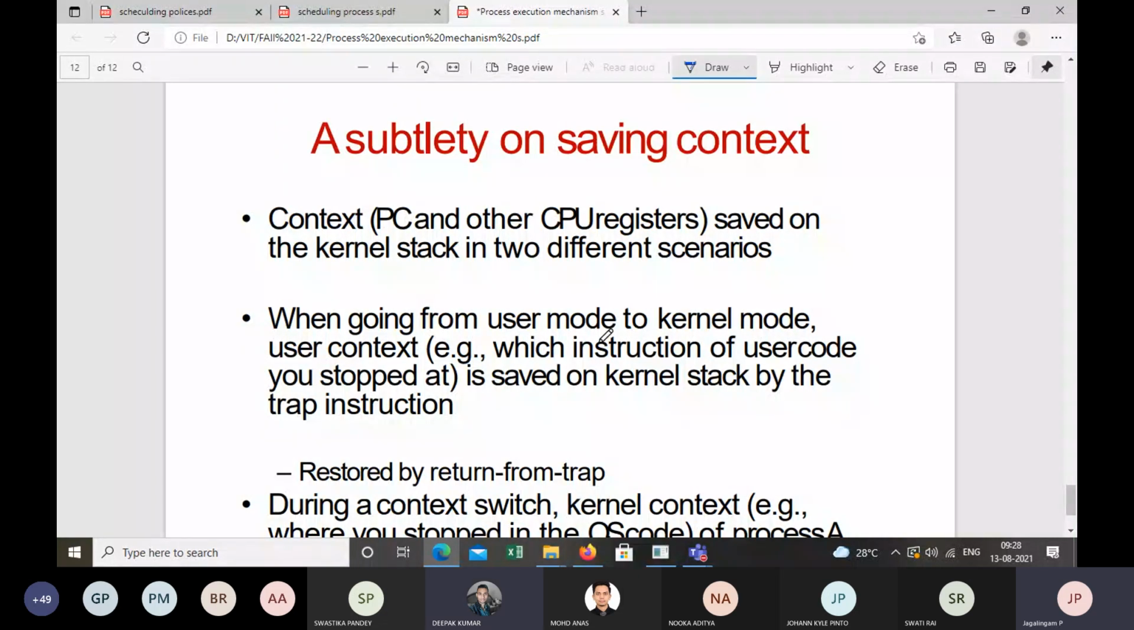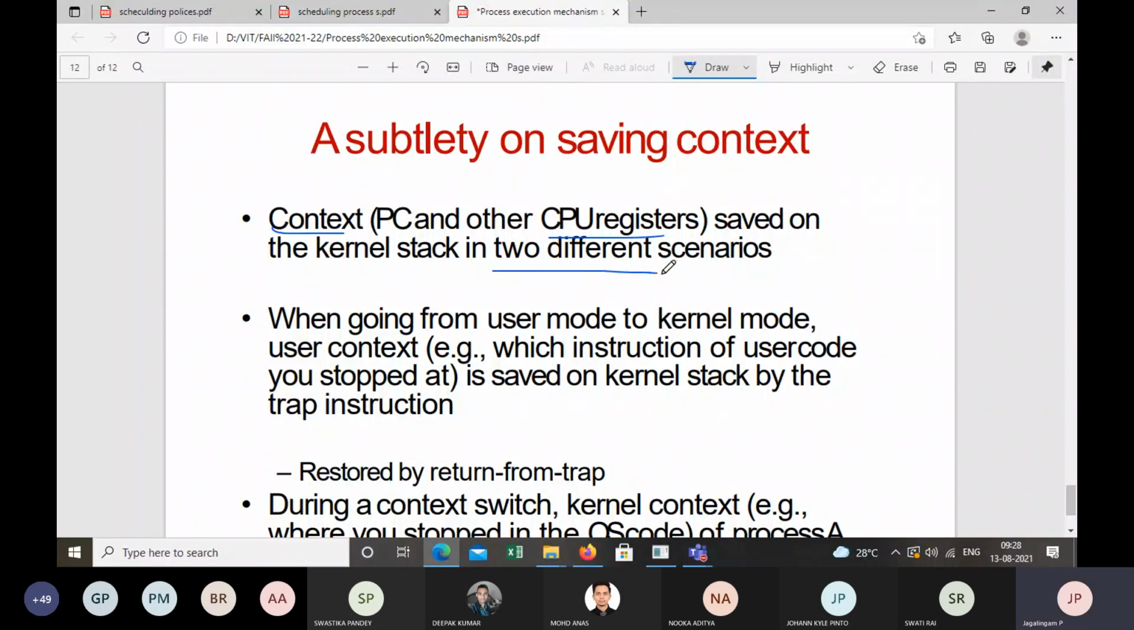What do PC and CPU mean? Other CPU registers. Good. A context is a program counter and various CPU registers. That is the stack pointer, data registers of the current process. We call it context, right? Now the question is, what are the different scenarios in which this context is saved?